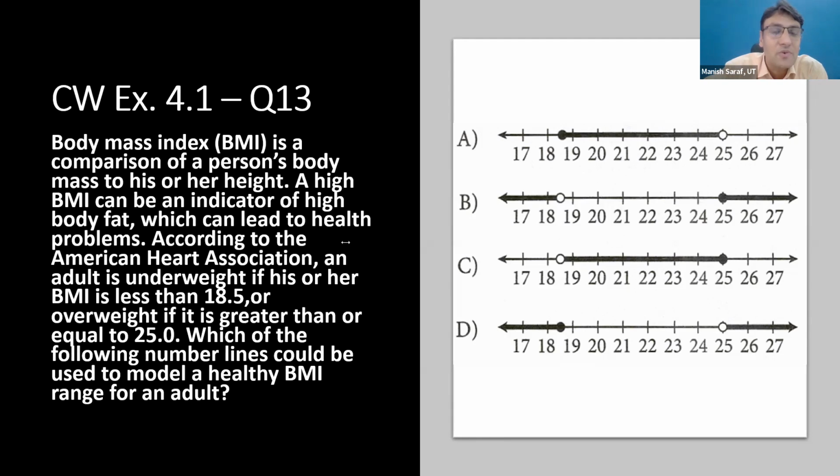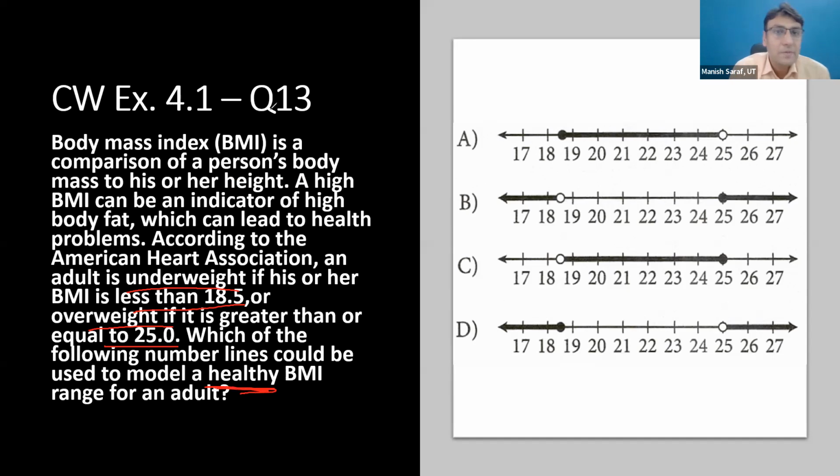Atish, I want you to read the problem loudly once for everyone, and I'll underline some key words here. Go ahead, Atish. Body mass index, BMI, is a comparison of a person's body mass to his or her height. High BMI can be an indicator of high body fat, which can lead to health problems. According to the American Heart Association, an adult is underweight if his or her BMI is less than 18.5, or overweight if it's greater than or equal to 25. Which of the following number lines could be used to model a healthy BMI range for an adult?